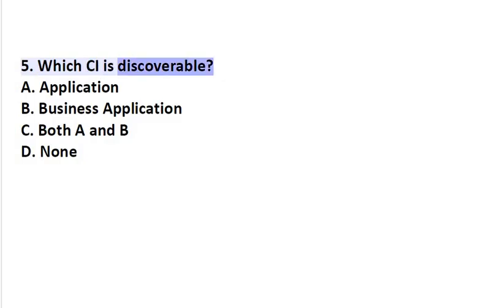5. Which CI is discoverable? A. Application. B. Business Application. C. Both A and B. D. None. Answer, A. Application.